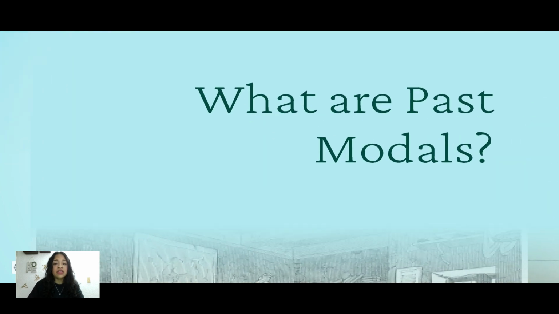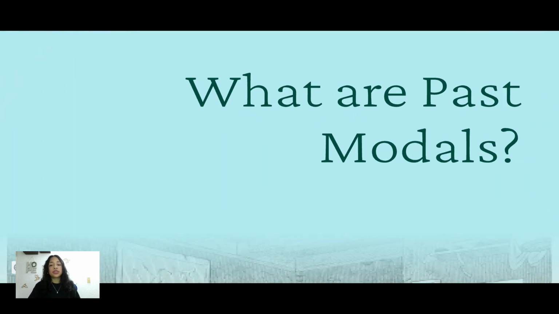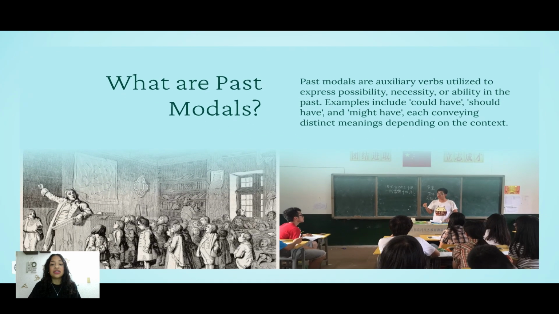So, let's start. What are modal verbs? What are past modal verbs exactly? Past modals are auxiliary verbs, and we use them to express possibility, necessity, or ability. The best examples include the verbs could, should, might, and others. And we add have before the past participle of the verb. That depends on the meaning and on the context. What do you want to tell?